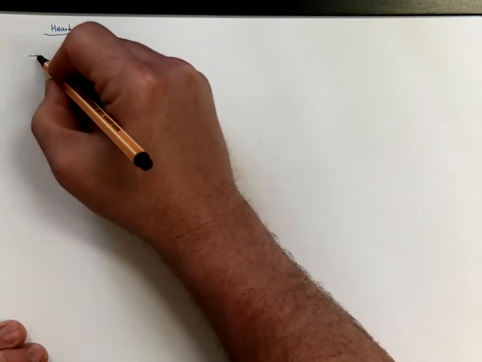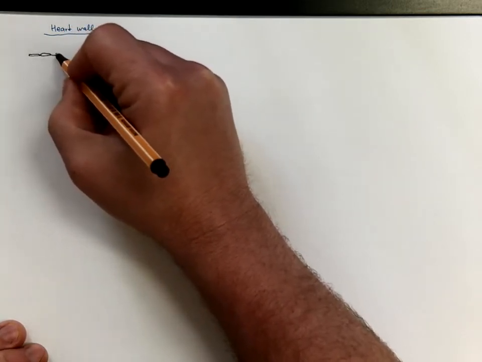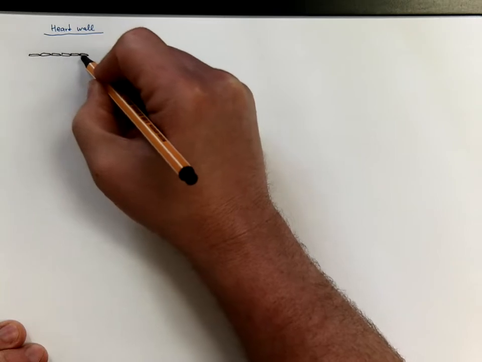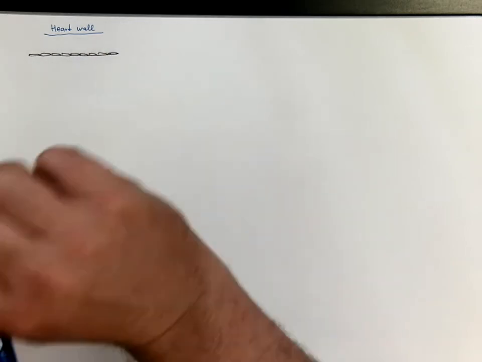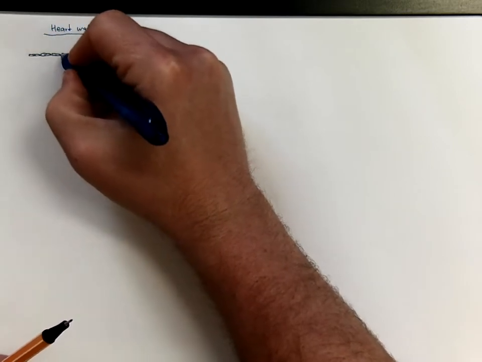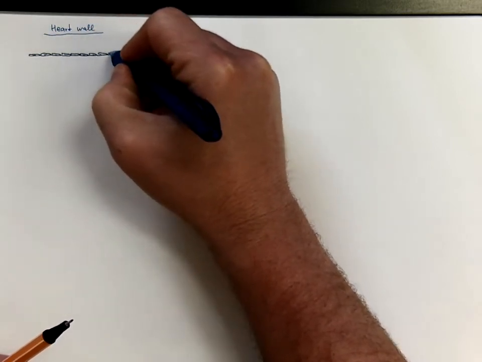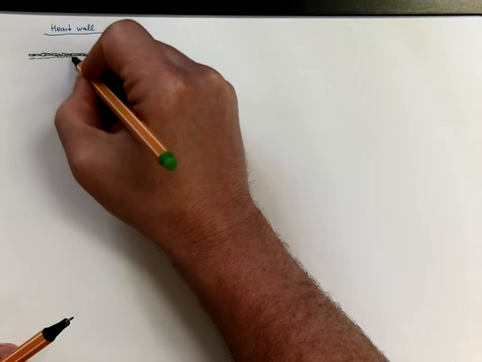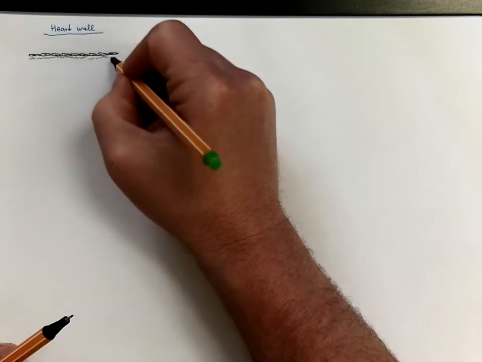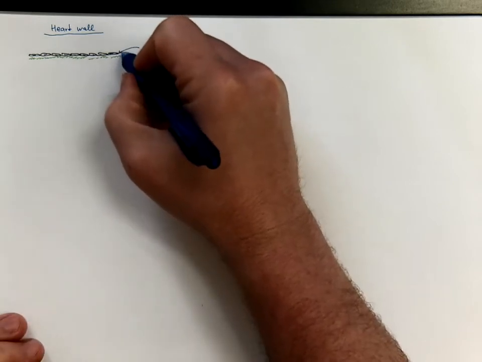Let us discuss the histology of the heart wall. The outer aspect is covered by a single layer of squamous epithelium called mesothelium, supported by a thin layer of submesothelial connective tissue. So this is mesothelium.